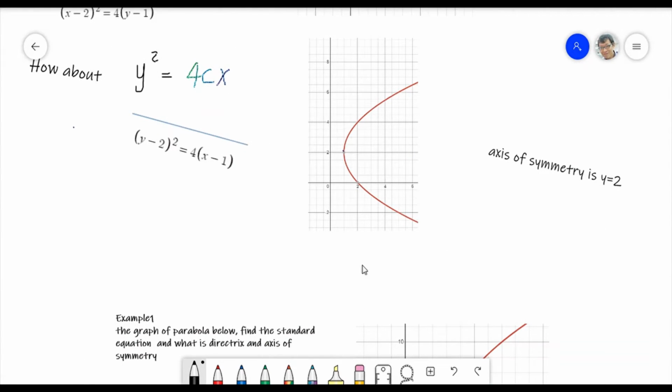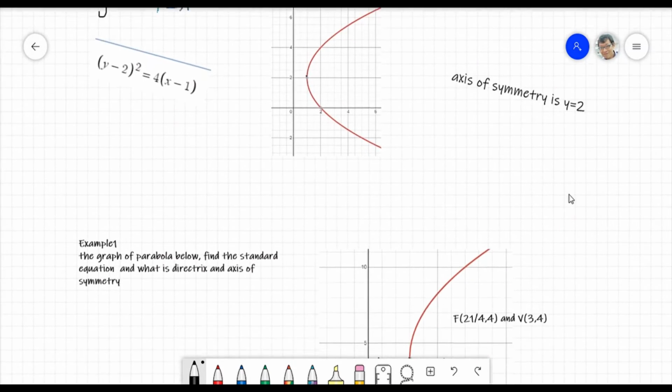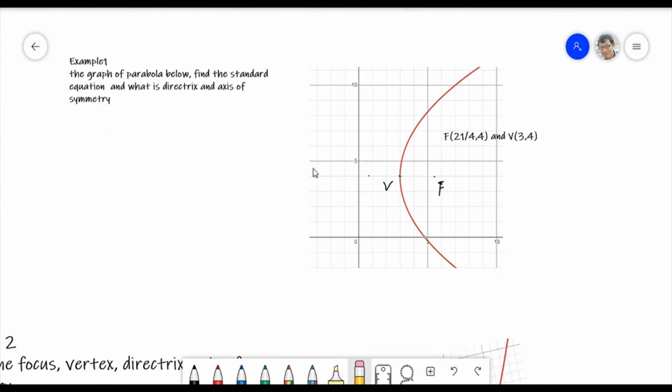Okay, if we know this, let's do some examples. For this graph, we are provided two points: one is the focus of the parabola, and the other is the vertex. You can see them on this graph. The question asks us to find the standard equation, the directrix, and the axis of symmetry.